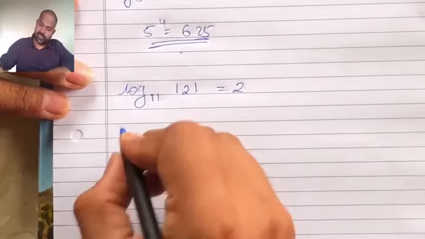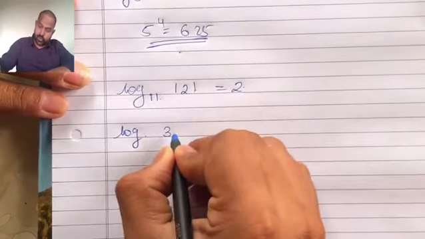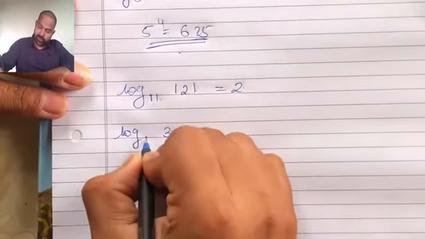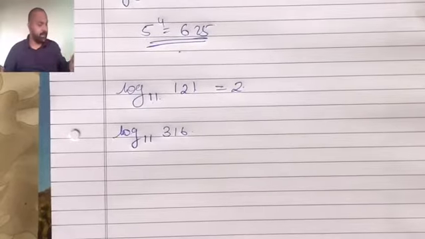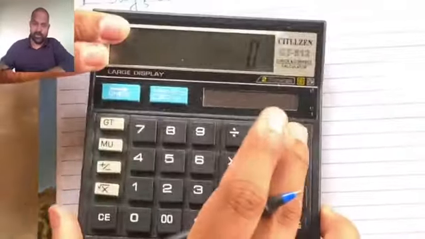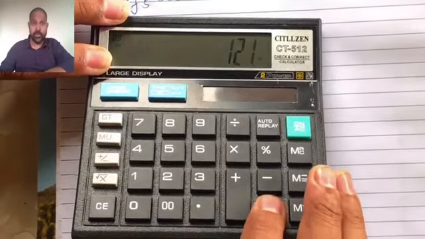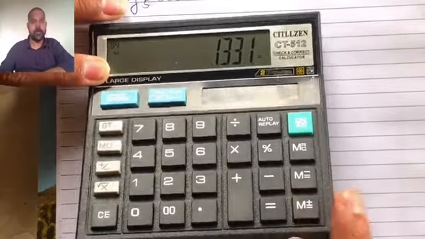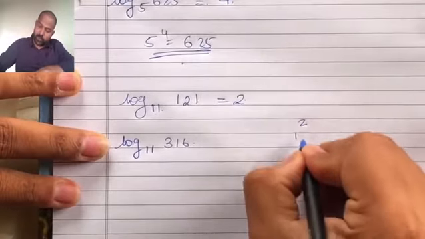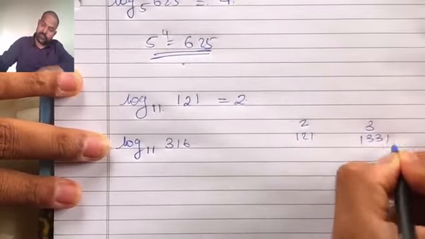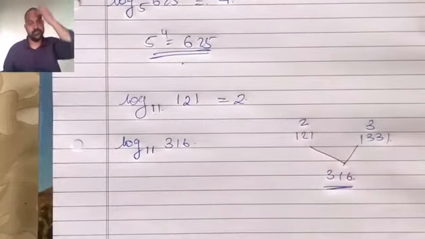But what if I change this and I ask you, what is the log of 316 to the base 11? Well, this is a problem. You know why? Let's check what the powers of 11 are. 11 squared is 121, which we knew. Cubed is 1331. My number, which is 316, is between the two.